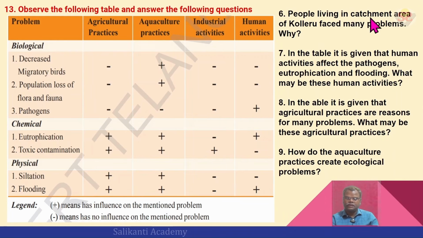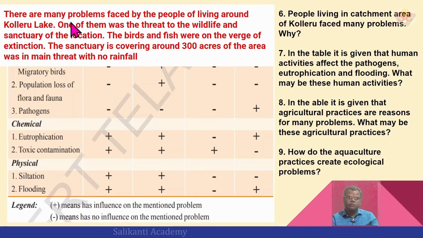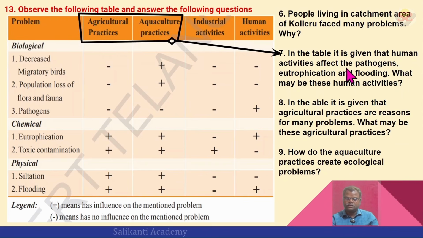People living in the catchment area of Kolleru faced many problems. Why? There are many problems faced by the people living around Kolleru Lake. One of them was the threat to the wildlife and sanctuary of the location. The birds and fish were on the verge of extinction. The sanctuary, covering around 300 acres of area, was under main threat with no rainfall. In the table, it is given that human activities affect the pathogens, eutrophication, and flooding.